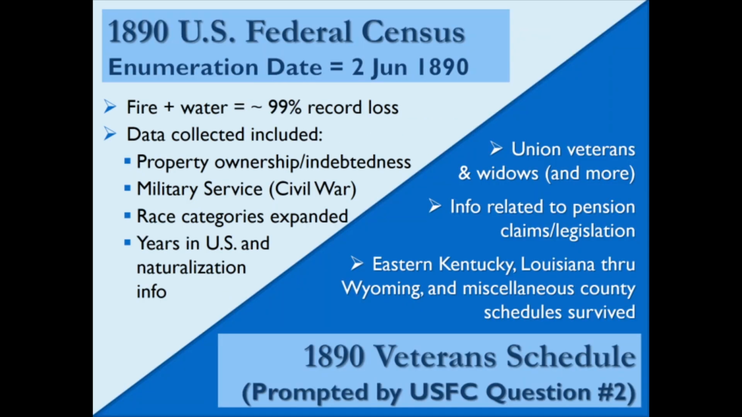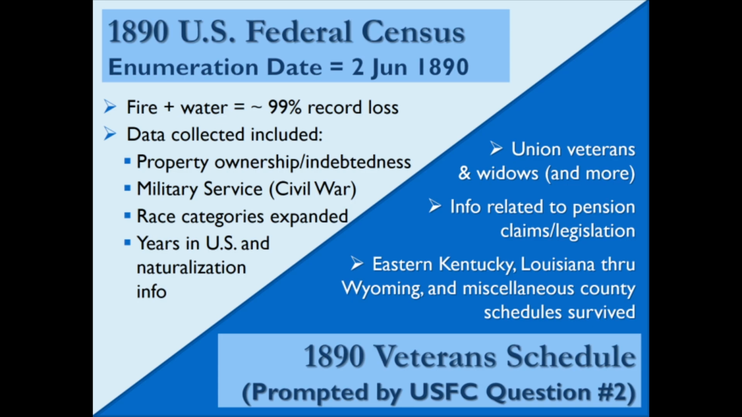The 1890 census had each family's information gathered on its own page, with additions such as questions about farm or home ownership, military service, number of years in the U.S., and whether or not naturalized, as well as whether or not the naturalization process had begun.